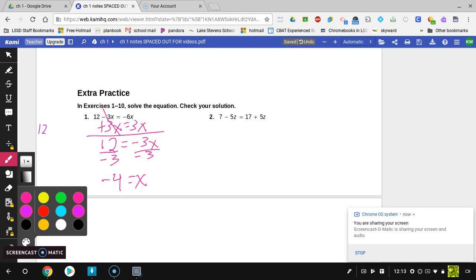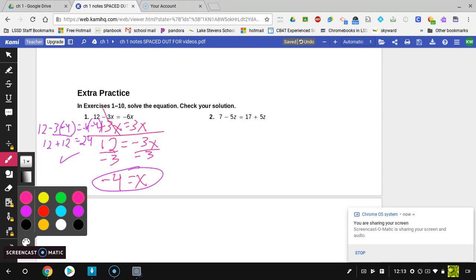So we're going to have 12 minus 3 instead of x times our -4, and then equals -6 times -4. So we'll do our multiplication on this side first. So if I have a -3 times a -4, it's a +12. So I'll have 12 plus 12 on this side. On the other side, -6 times a -4, that's a +24. And 12 plus 12 is, in fact, equal to 24. So this checks out.